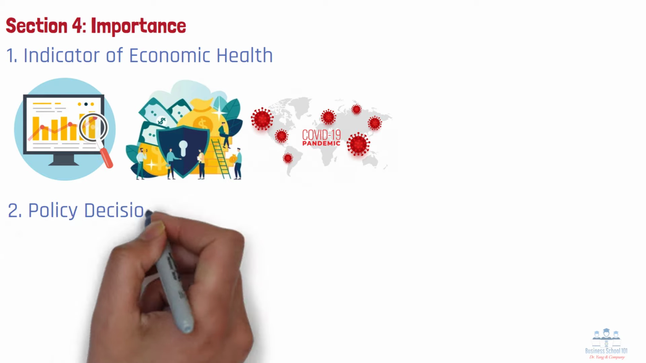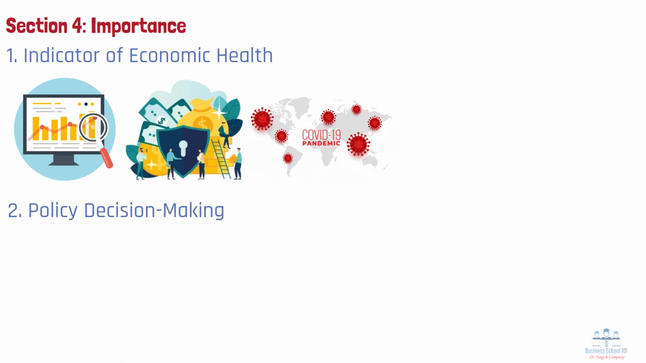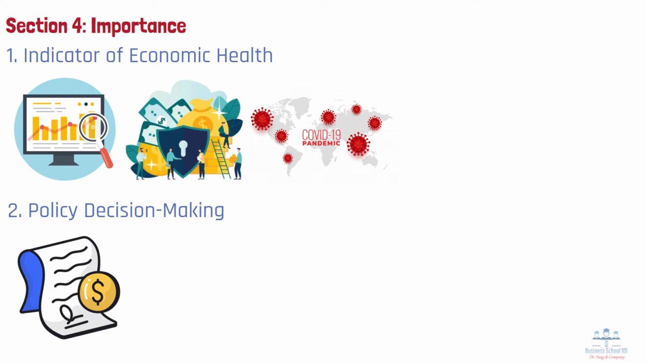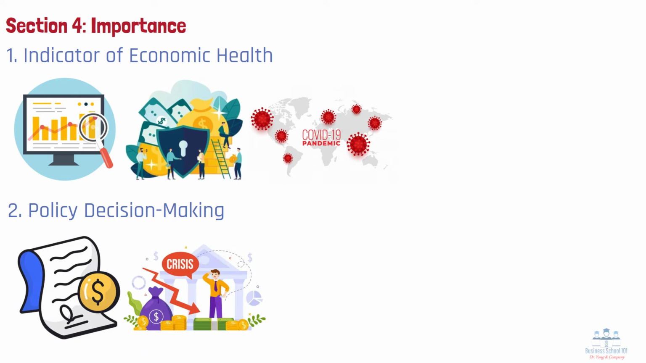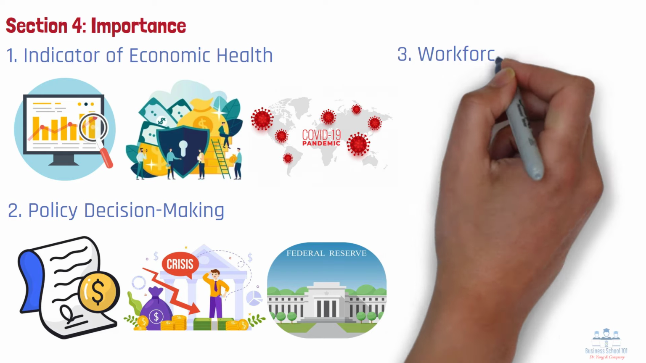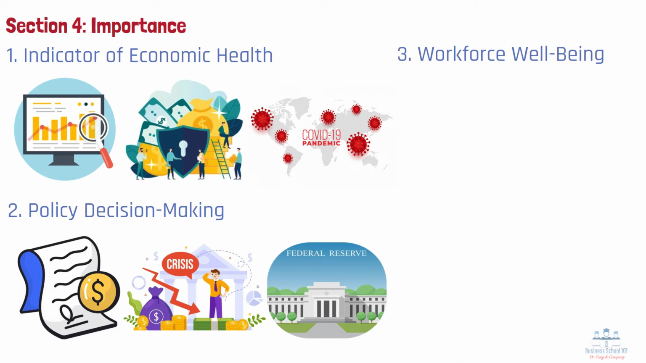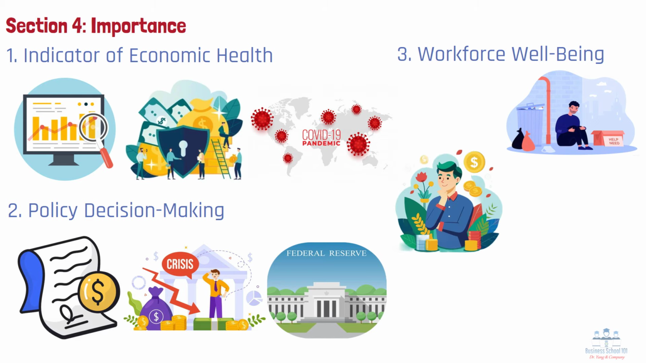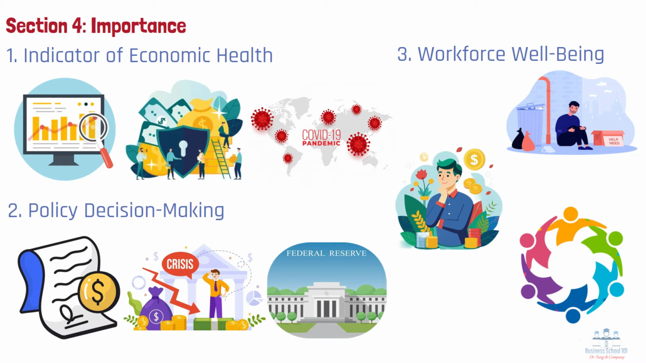Number 2. Policy decision-making. Governments and central banks use unemployment data to shape fiscal and monetary policy. For example, during the 2008 financial crisis, the U.S. government introduced stimulus measures, while the Federal Reserve cut interest rates to encourage borrowing and job creation. Number 3. Workforce well-being. High unemployment can lead to increased social issues, such as poverty and crime, and can have lasting effects on individuals' mental and financial well-being. Studying unemployment helps to address these broader societal impacts and improve community welfare.